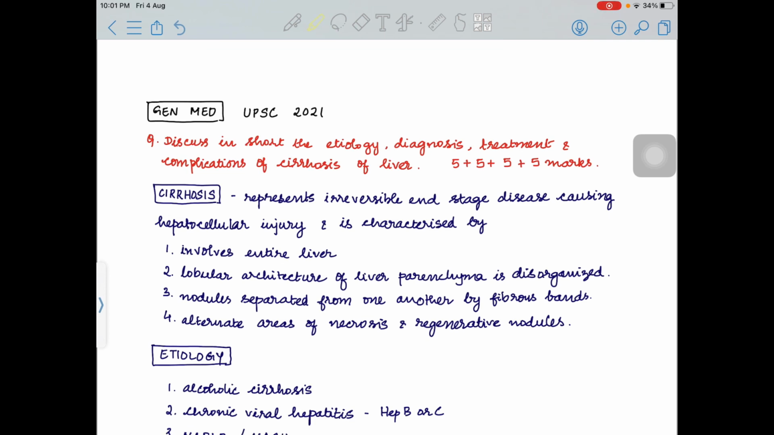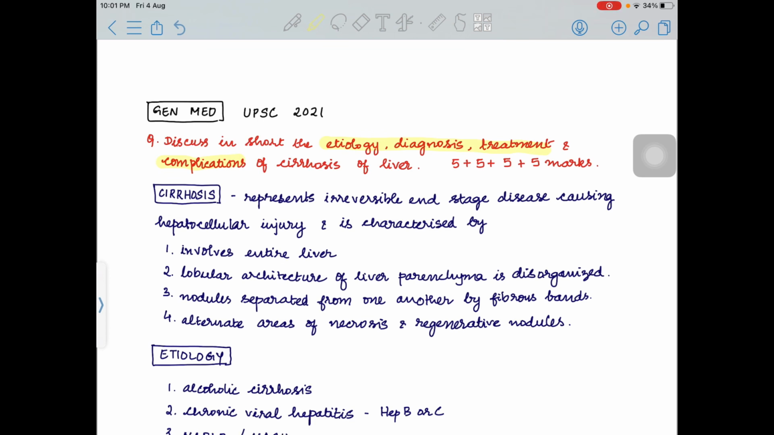In this series, we are discussing UPSC Medical Science Optional previous year questions. Here is a question from General Medicine of the year 2021. The question and answer discussion will be in such a format that it will be helpful for you to reproduce the same in the exam. The question is, discuss in short the etiology, diagnosis, treatment and complication of cirrhosis of liver. Each carries 5 marks and it is a 20 marker question.